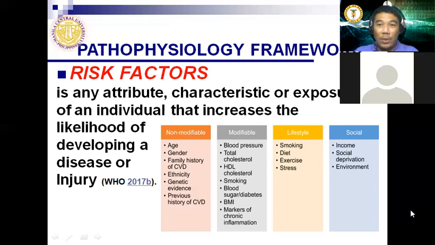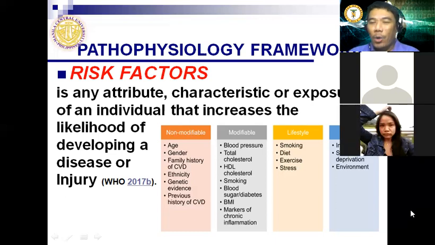Now I will ask you, students, for example, if we are considering markers of chronic inflammation in the CBC, complete blood count, what is our marker for inflammation? Is it RBC, WBC, or platelet? Can I hear an answer from the students? WBC, po. Very good. Aside from that, you may also consider the differential count.